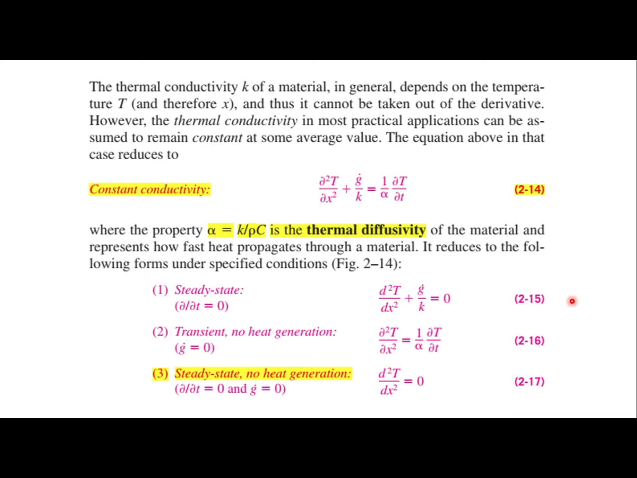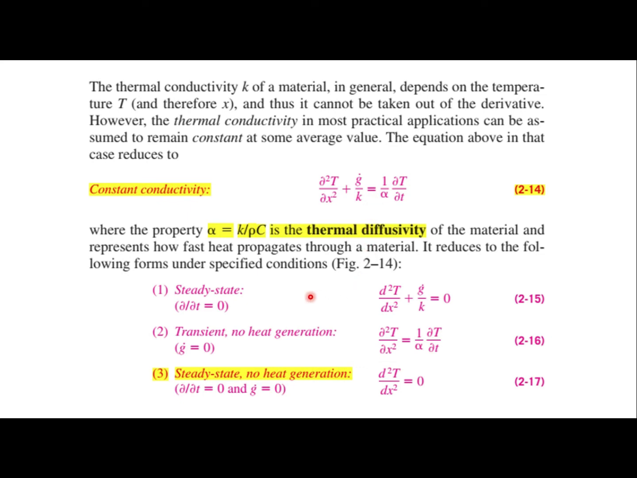If the above equation is modified based on the assumption that the thermal conductivity is constant, it can be simplified to this equation, that is 2.14. Here we have an additional property known as thermal diffusivity, which is the ratio of thermal conductivity divided by the density and the specific heat. This is the rate of heat conduction through a plane wall in one dimension. This equation can be classified into three different cases.